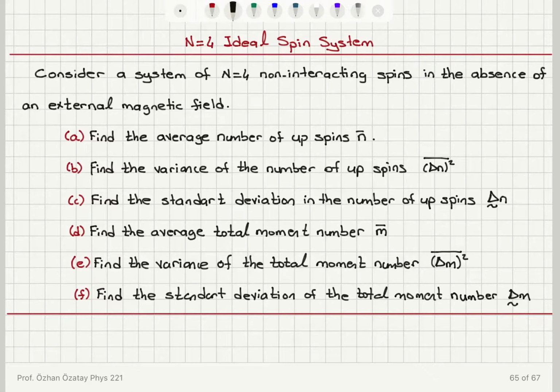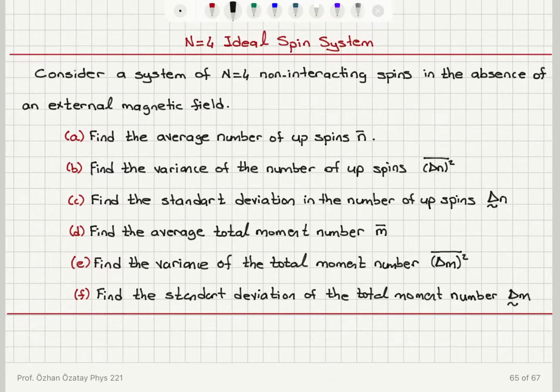We will now look at an example to calculate the mean value or ensemble average, deviation, dispersion or variance, as well as standard deviation. Consider a system of four non-interacting spins in the absence of an external magnetic field.